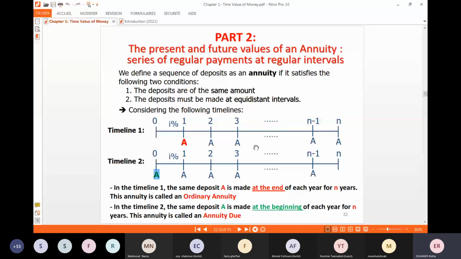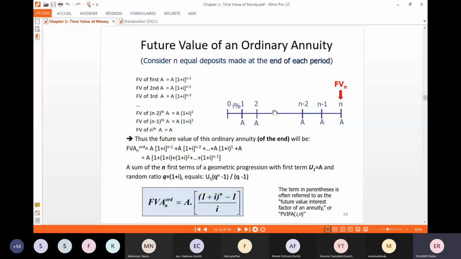So let's take the case of an ordinary annuity. As we said, in an ordinary annuity, we have n A's deposited at the end of each year for n years. So we will start from the date 1. Since we have n deposits, the last one will occur at the date n. Now, what will be the future value of this annuity, of all these A's? We will compound each A until the date n. We will apply the formula we already know, for the future value of a lump sum, to each A separately.